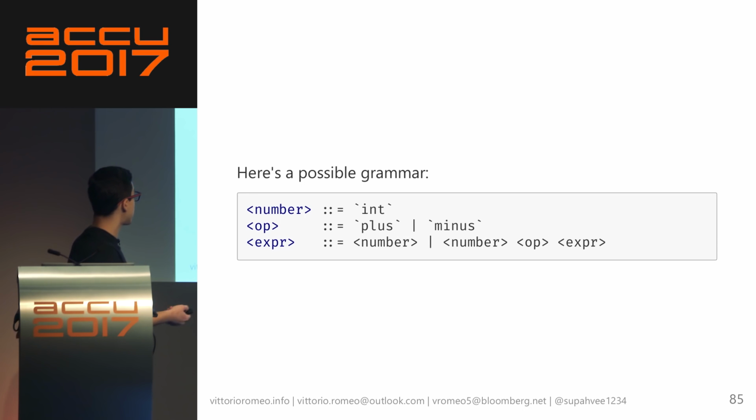This is a possible grammar. We can say that a number is an int. An OP, which is an operation, can be either plus or minus. These are like tag struct types. And expr can either be a number, this is the base case, or the recursive case is a number followed by an operation followed by another expression. So this is a fairly simple and limited grammar.